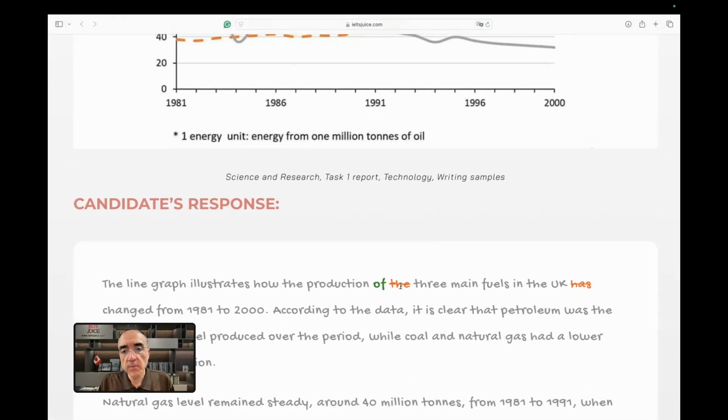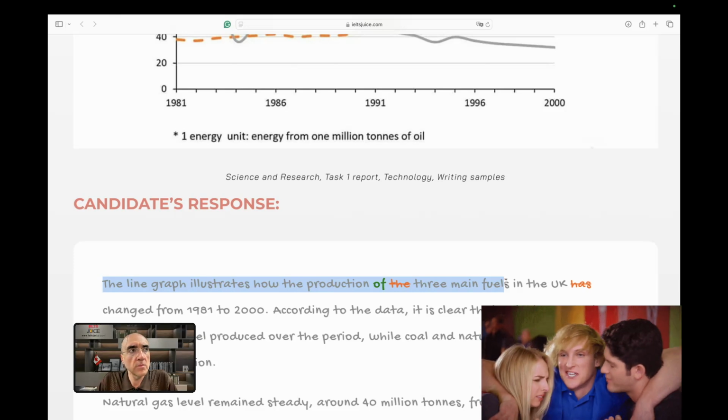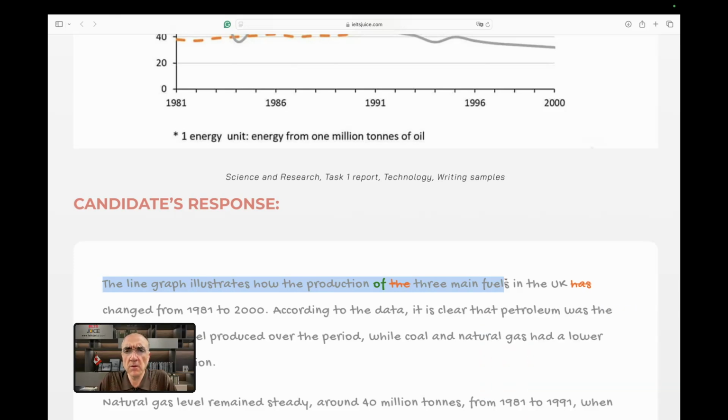Why did I say that? Because when we say a reference to the three main fuels, okay, can I know which main fuels? No. Why? Because this is the very first sentence. How would you feel if I told you that, oh, by the way, tonight at our party, the three friends will come? And you're like, the three friends? Which three friends? Which ones? I mean, who are you talking about? This is my feeling right now.